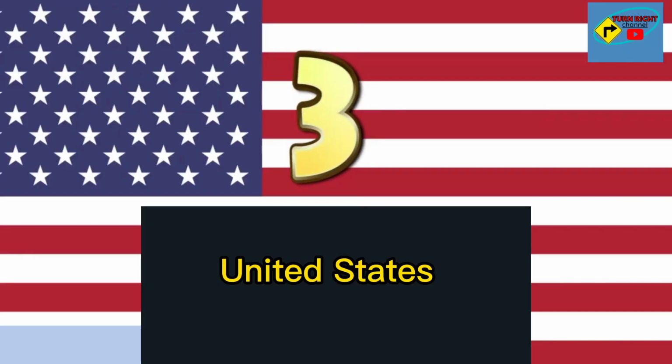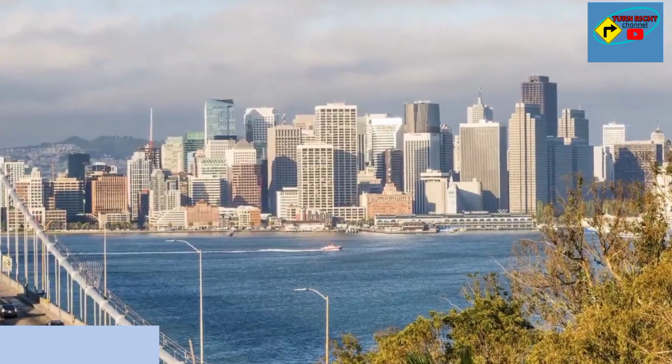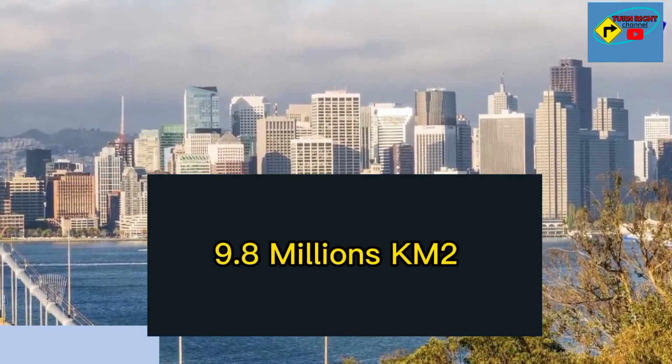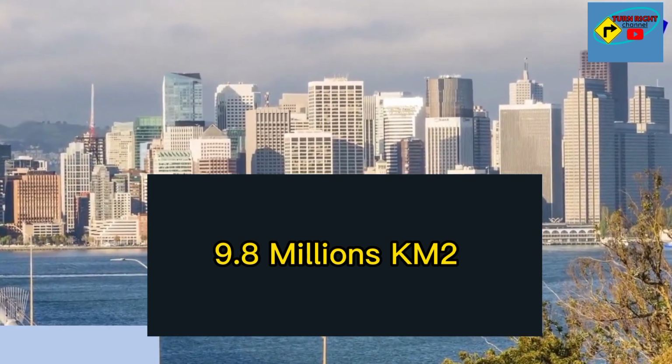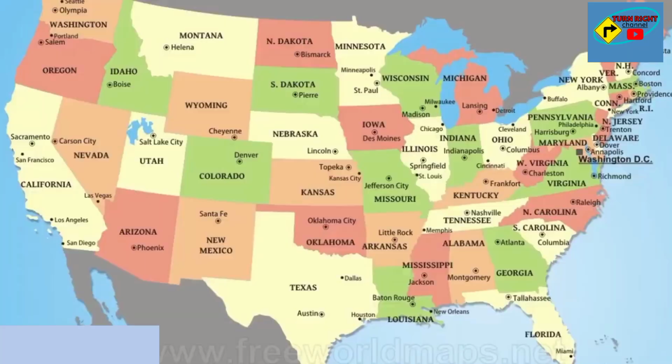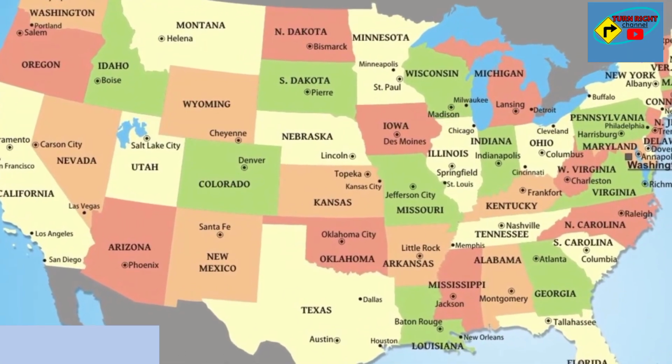3. United States. The United States has an area of 9.8 million square kilometers. This country is located on the North American continent.